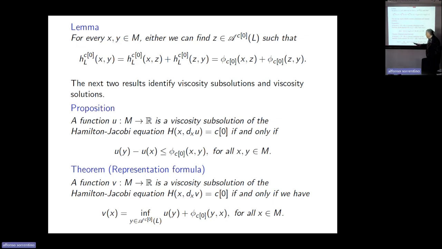So the viscosity solutions of H(x, dxv) = c0 are exactly the functions v which satisfy the representation formula, and here it should be a v, not a u. They satisfy the representation formula with y in the Aubry set, exactly like we have shown for the case of semi-metric.